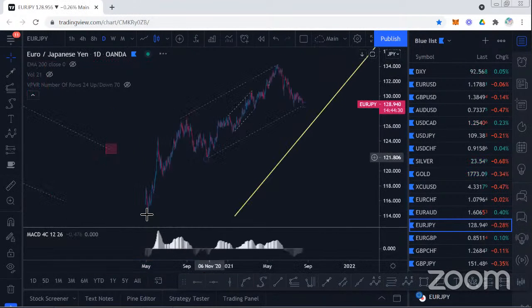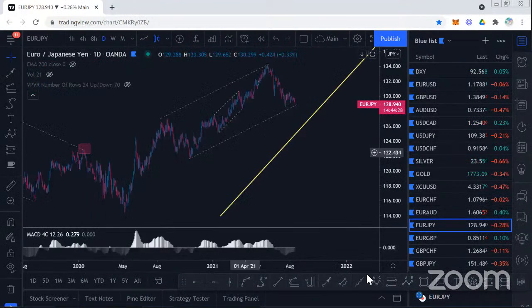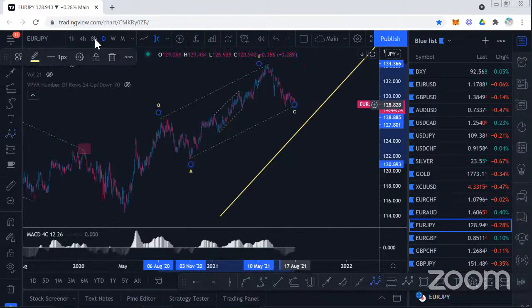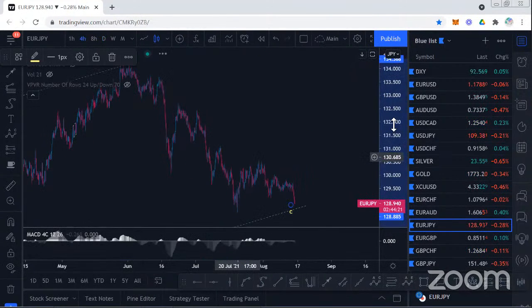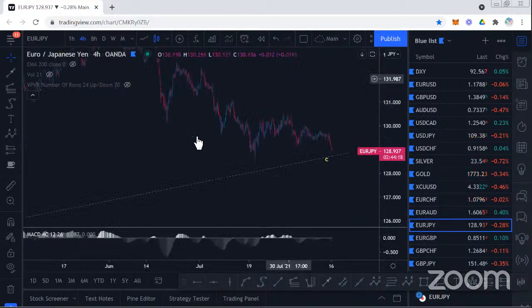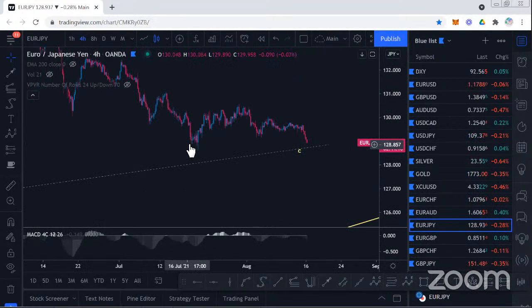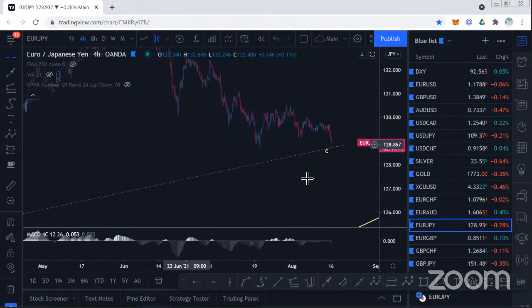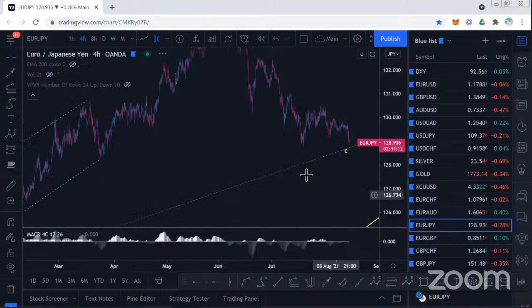Euro yen, just zoomed out on the daily, you can see how we have a very, very beautiful ABC corrective structure here. So we're looking for that turn to the upside in the euro yen. Not much yet. We're just making new lows now. So we're just waiting patiently for something more clear to develop here.